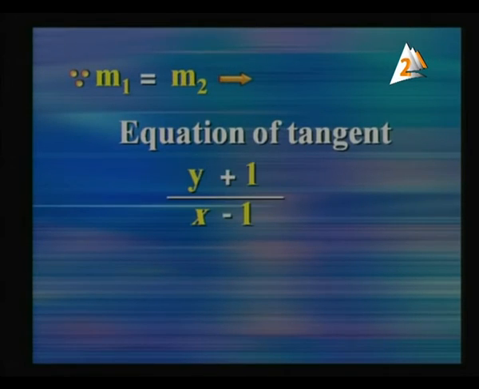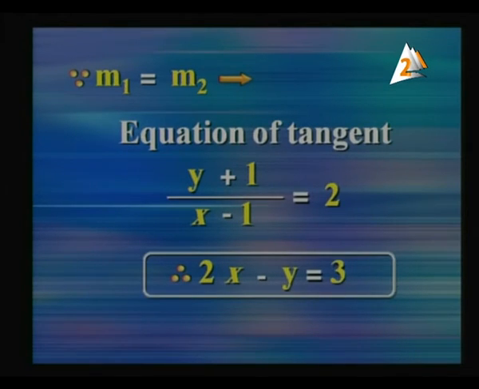equals 2. Since m1 equals m2, what do you mean? The equation of the tangent is (y minus y1) over (x minus x1) equals the slope of the curve, which equals 2. What do you mean by the equation of the tangent? Therefore, by using cross multiplication, the equation becomes 2x minus y equals 3.